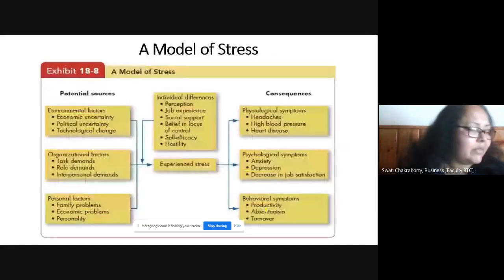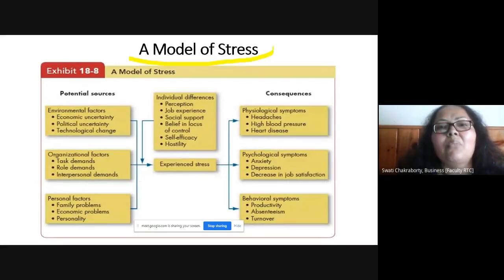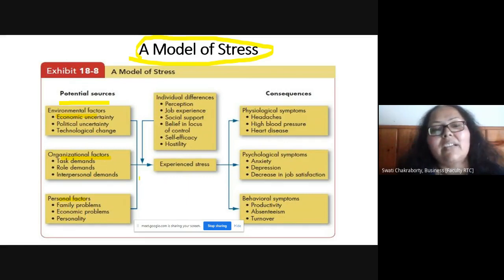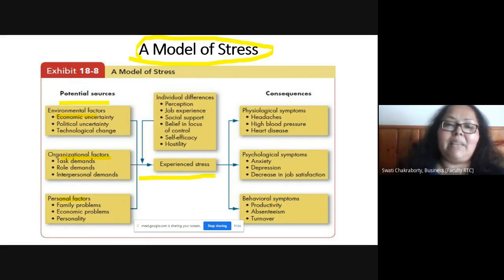Now, whatever we discussed right now is done in this model. That's a model of stress. We just discussed the sources of stress, where we said environmental, organizational, and personal stress factors. All these factors result in any person experiencing stress, but the kind of stress differs. So there is a difference. It varies from person to person, and there are certain factors which result in these differences.